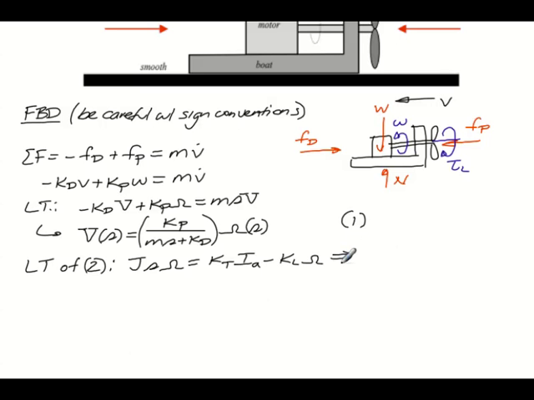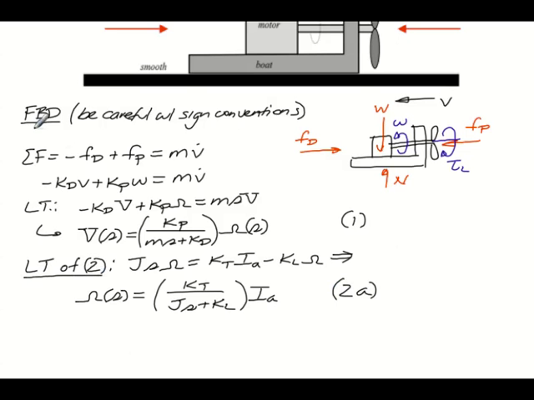So from this, we can solve for Laplace of the rotation rate, omega of s, is equal to KT divided by Js plus KL times Laplace transform of the current Ia. So I'll call this 2a just to show its connection back to the original equation, which I called 2. Then take the Laplace transform of the other motor equation, that's 3.